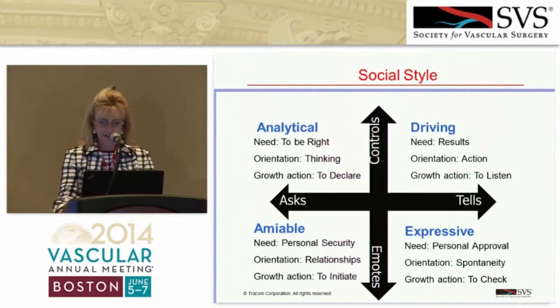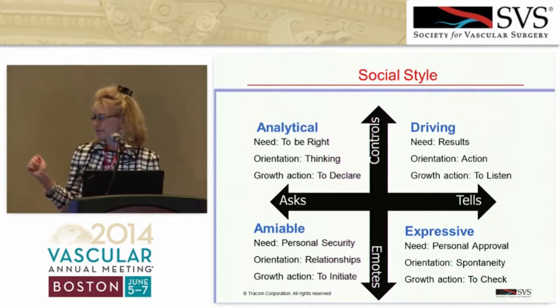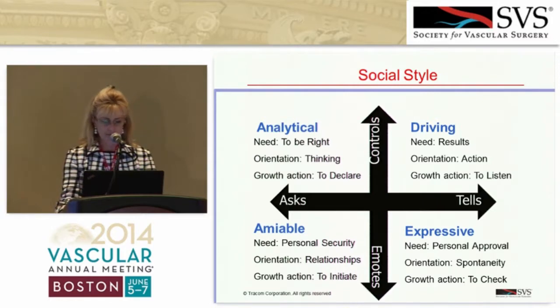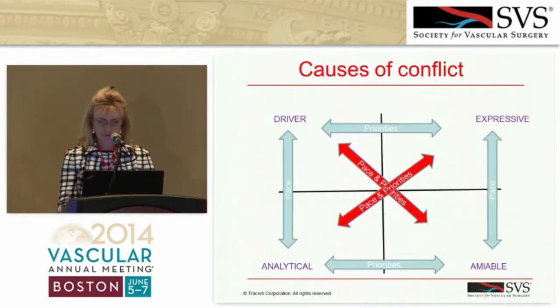So I listened to everyone. Amiable: personal security, more believing in relationships. Those are very important. They want to initiate. Expressives: personal approval, and spontaneity. So again, you're going to fit predominantly into one of these styles, and that's going to be your innate behavior. But again, in discussing the cases in the breakout sessions, realize that not everyone is there, and how we need to get the best out of everyone will mean stepping back from those styles.